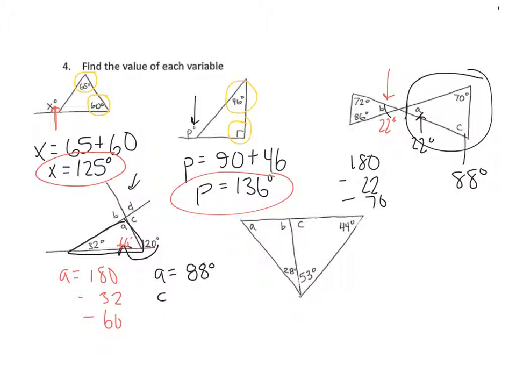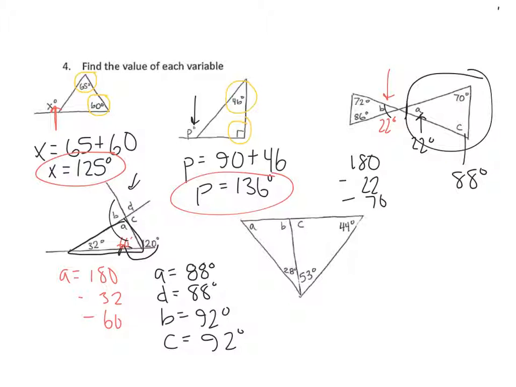By the vertical angle theorem, D is equal to 88 degrees. And B forms a linear pair. So B is 180 minus 88. So B is 92 degrees. And C is vertical with B, so C is 92 degrees.